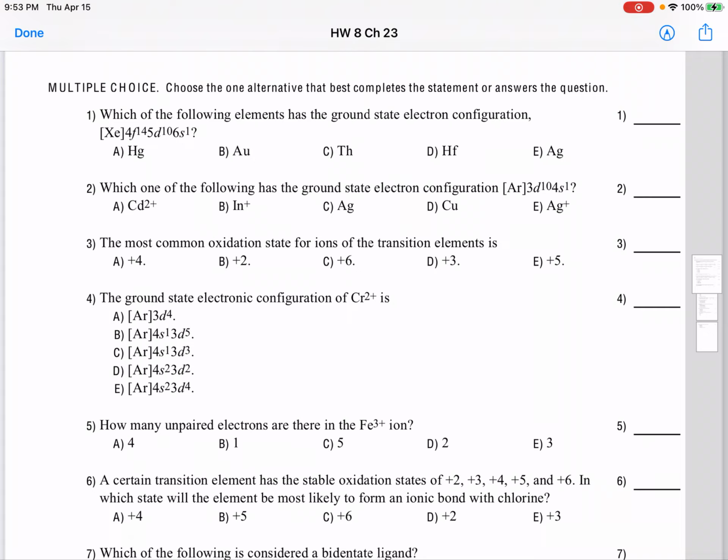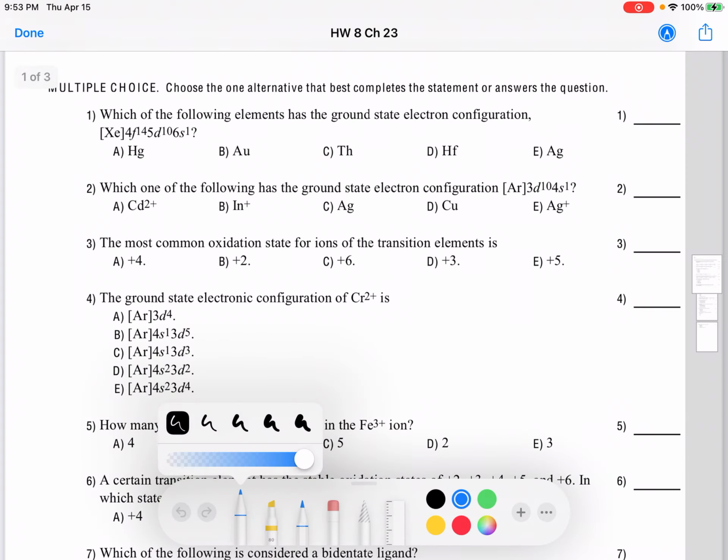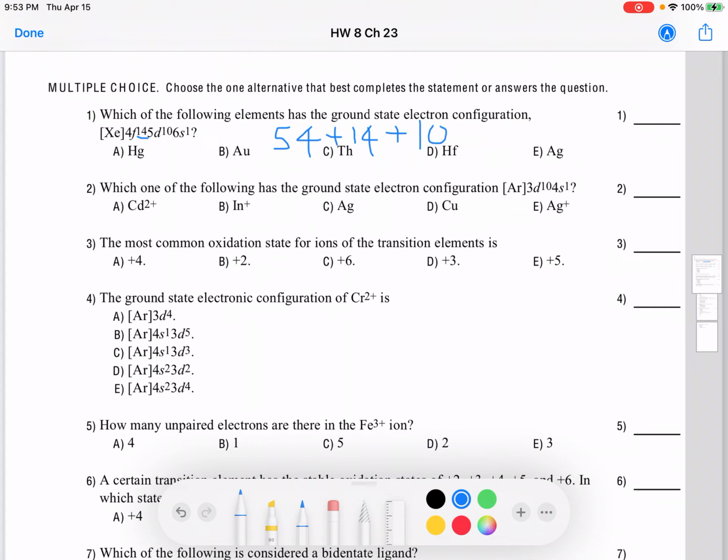So with xenon 54, and then in the 4f sublevel there are 14 electrons, 4f14, so you add 14 to that. And in the d level you have 10. In the fifth level, the d electrons, there are 10, d10, and there is 1 s, plus 1. So you add up all these. You had 54 plus 14, 68, plus 10 plus 1, that will give you 79.